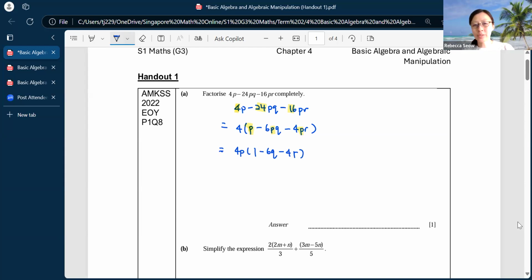Okay, and let's do a final check to see if there are any more common factors. 1, negative 6q, negative 4r. Nope. So this will be our final answer, and the expression is factorized completely. Okay, so let's put down the solution.